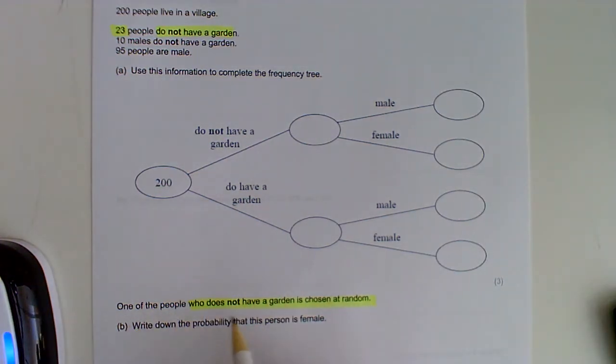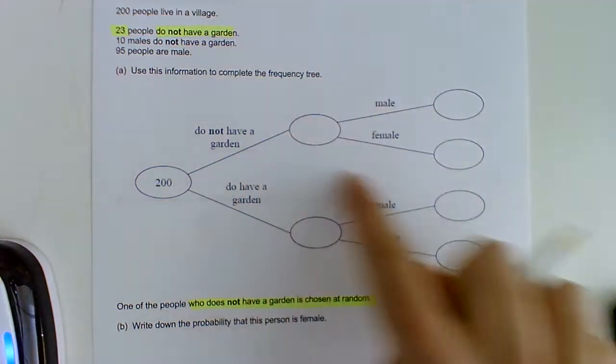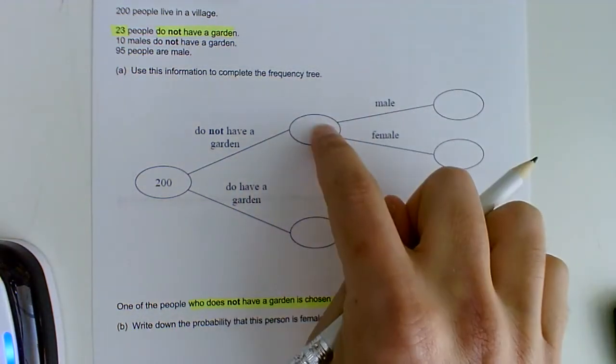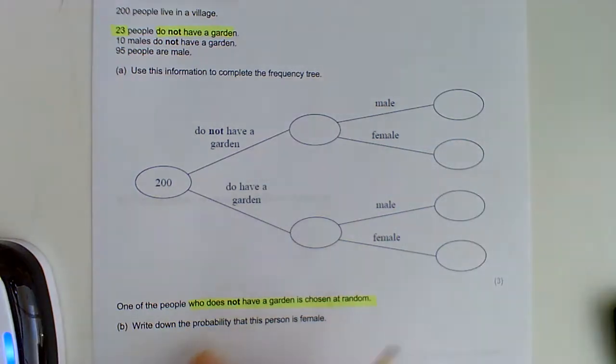Part B says one of the people who does not have a garden is chosen at random. That means that you're only looking at these nodes up here. Your total there, number of males, number of females. Write down the probability that this person is female. So you're going to do that one over that one. Okay? So pause the video, have a go at that, and then we'll go through it together when you're ready.